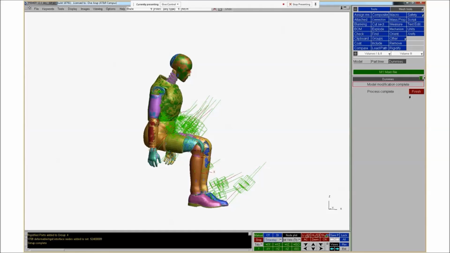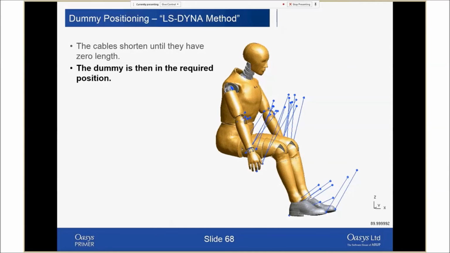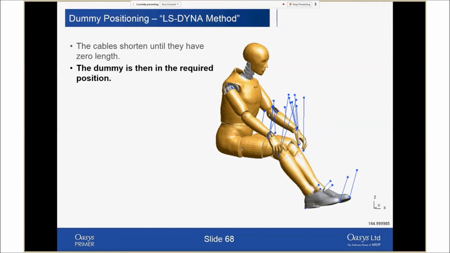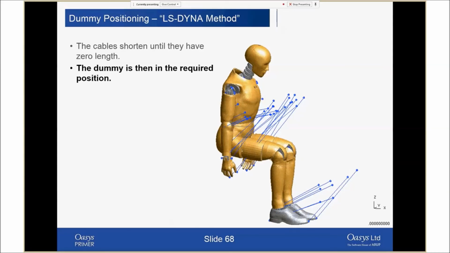And what you'll find, because Primer's done that initial global movement, is it will generally be the arms and legs and feet and hands that are going to move into the final position. There's going to be minimal movement in terms of the pelvis, thorax, and head as well. And this is just an output from analysis that is moving an occupant into the final position. So you can see the cables are just shortening until they have 0 length. At the end of the analysis, the dummy will be in the final position that you want.